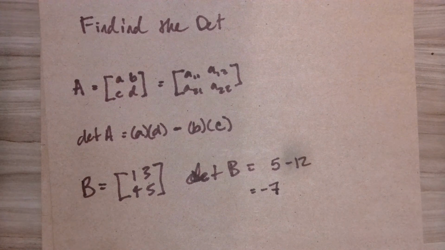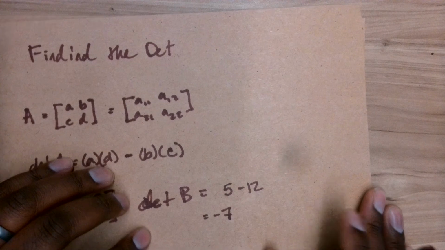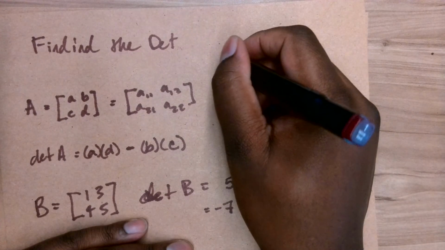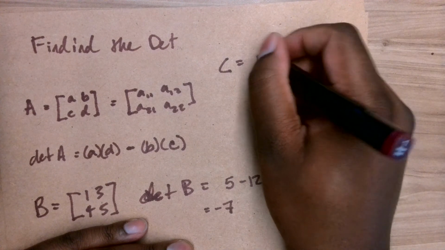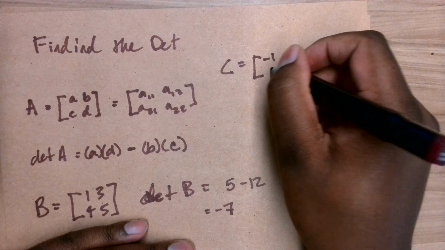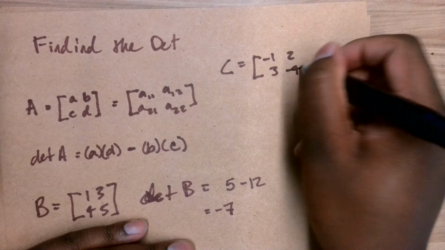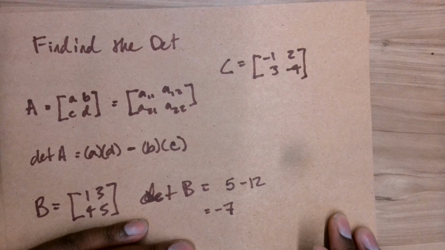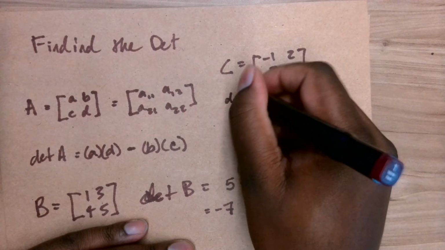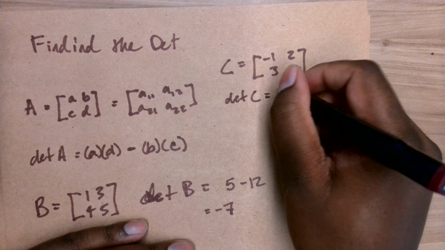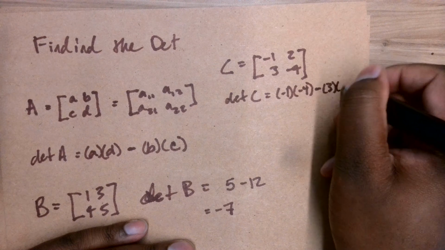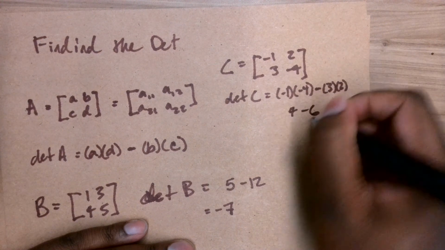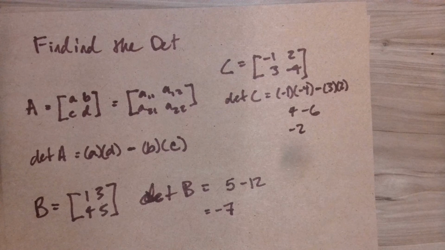That makes sense? Okay, let's do another one. Let's say you have C, another 2 by 2 matrix, negative 1, 3, 2, negative 4. So the determinant of C would be negative 1 times negative 4 minus 3 times 2. So 4 minus 6, or negative 2. So computing determinants is really not that bad, right?